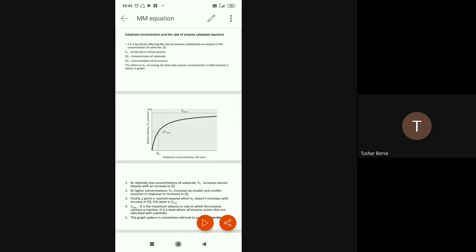So if you have such a zigzag manner, you cannot calculate the exact value of Vmax, the accurate value of the maximum velocity. And if you cannot calculate the Vmax, obviously you cannot calculate the Km, because the value of Km can be calculated only from the value of Vmax, because it is half of that Vmax.